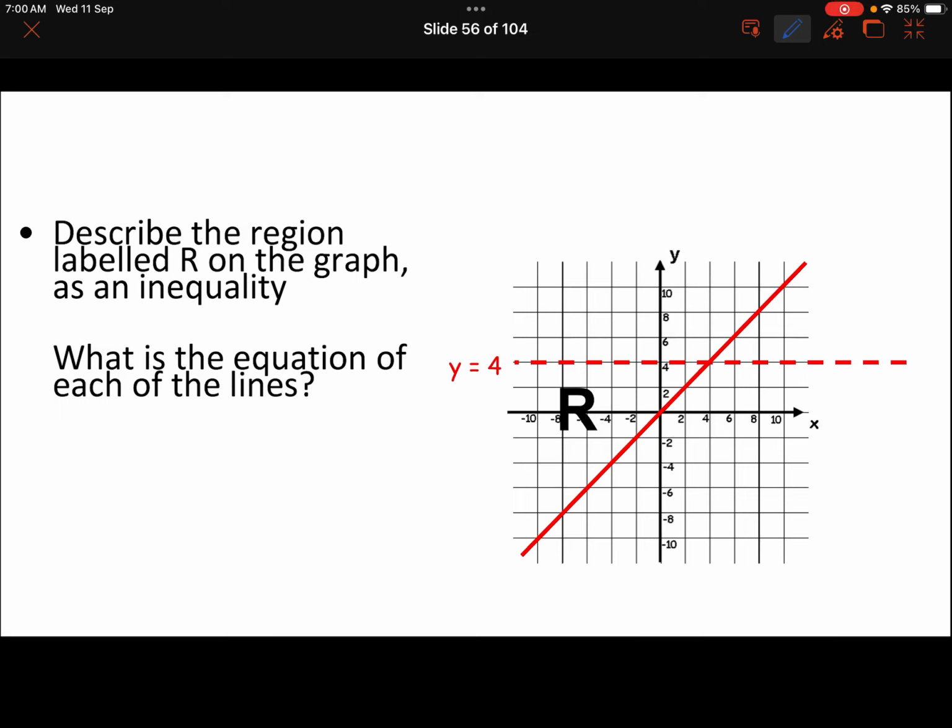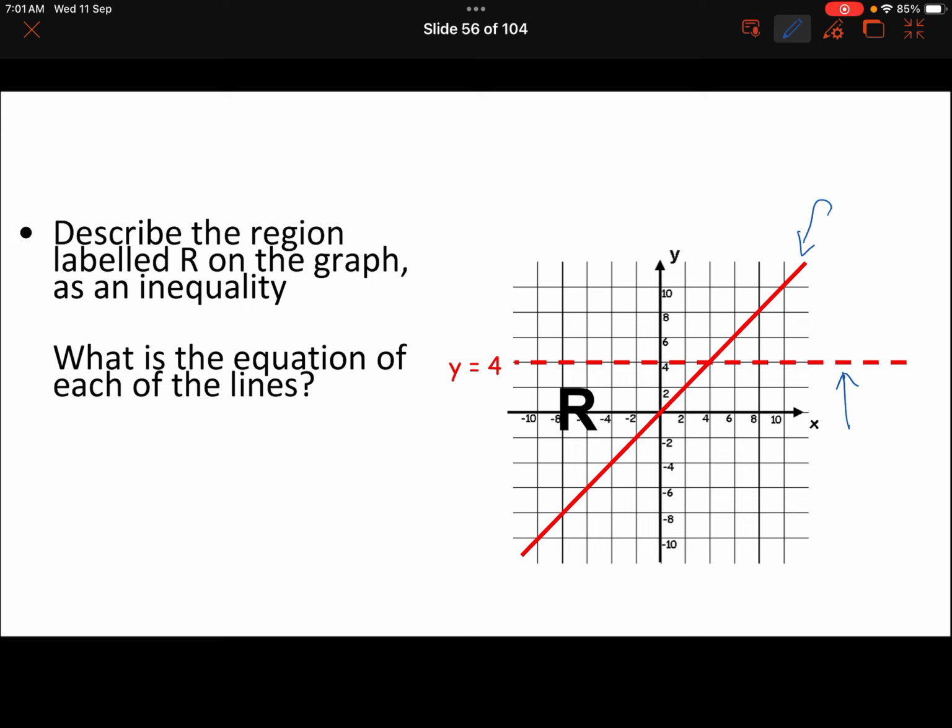Hello everybody, here's a quick tutorial on how you could describe the region given on the graph as an inequality. Now in this question, for demonstration purposes, I'm going to give you two straight line graphs.